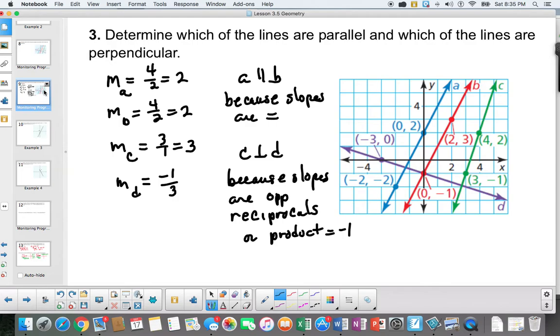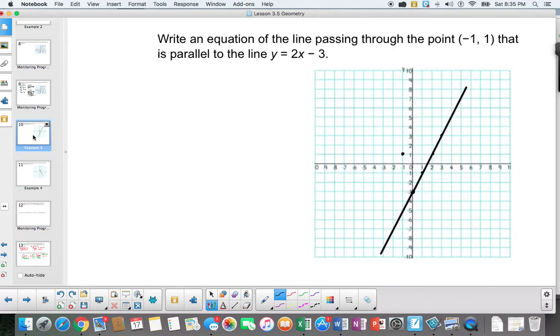Okay, here are the answers. I've identified all the slopes, and I noticed that the slopes that are the same make lines parallel, and the slopes that are opposite reciprocals, or their product is -1, are perpendicular. All right, let's take a look at writing an equation of a line passing through the point -1, 1 that is parallel to this line.